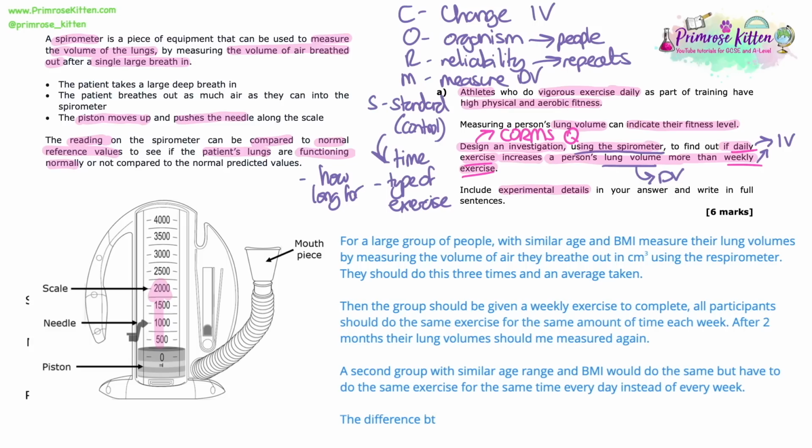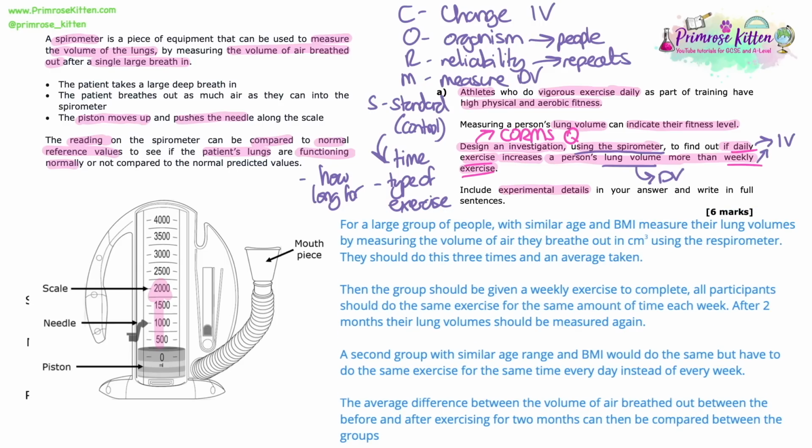So now I need to talk about the comparison. So a second group with similar age range and BMI would do the same, but have to do the same exercise for every day instead of every week. So then I've got the comparison between the daily versus the weekly exercise. So that's what I'm changing. And then the average difference between the volume of air breathed out between the before and after exercising for 2 months can then be compared between the two groups.